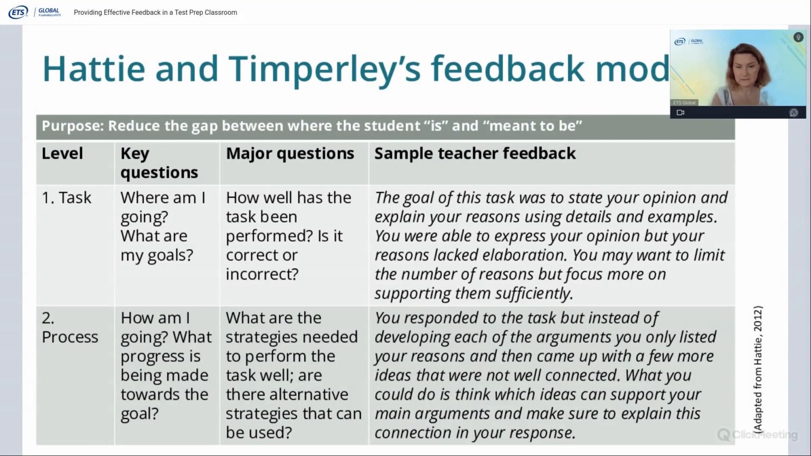You responded to the task, but instead of developing each of the arguments, you only listed your reasons and then came up with a few more ideas that were not well connected. What you could do is think which ideas can support your main arguments and make sure to explain this connection in your response. So that's process.